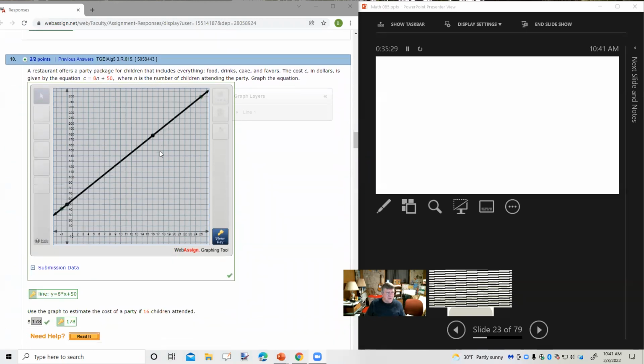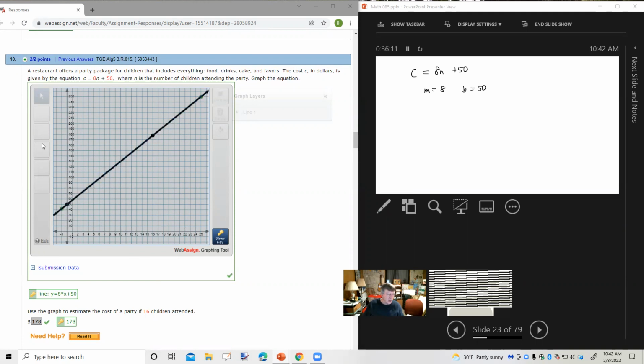Number 10. A restaurant offers a party package for children that includes everything: food, drinks, cake, and favors. The cost C in dollars is given by the equation C equals 8n plus 50, where n is the number of children attending the party. Graph the equation. Okay, so we've got C equals 8n plus 50. That's in slope-intercept form. So the slope is 8 and the y-intercept is 50, okay? So what we could do, we know from that one of the points would be 0, 50. So you could click on that.